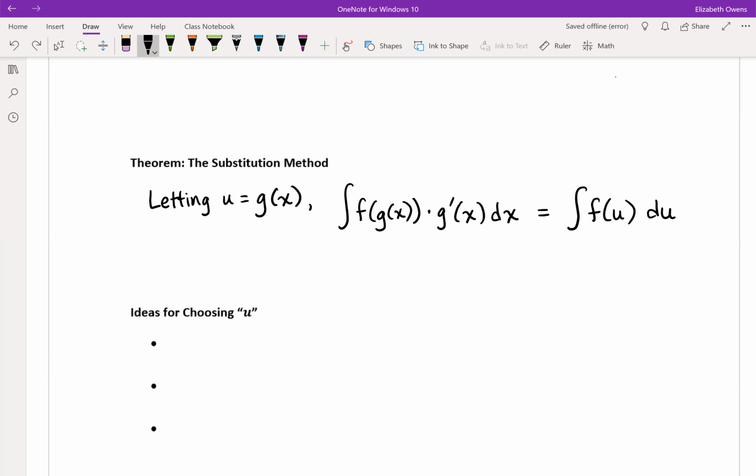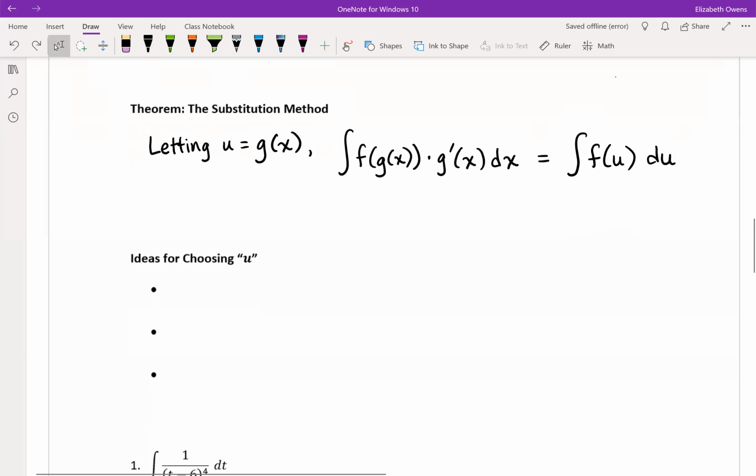And as you can imagine, making an appropriate choice for u, letting u equal g of x, is going to be key to solving these types of problems. So here are some ideas for choosing u, because u can be anything. Yay, good life lessons there. You can be anything. But in a substitution method problem, here are some ideas for choosing u.